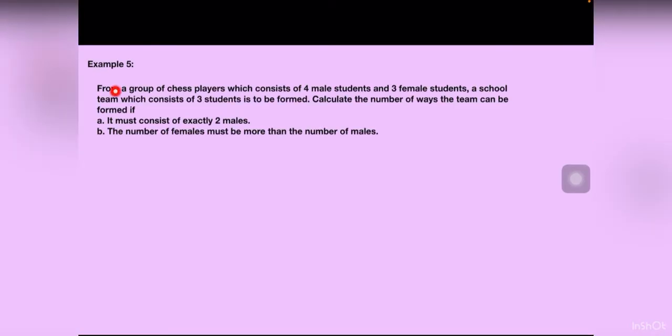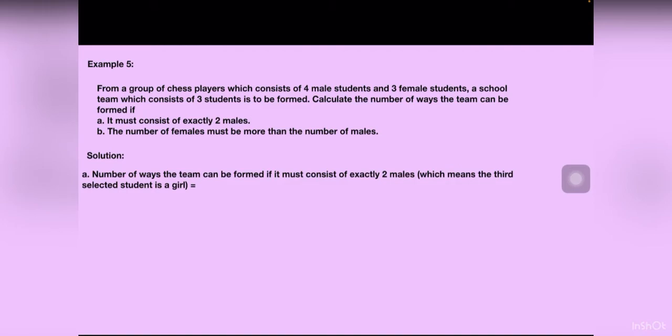Example 5. From a group of chess players, which consists of 4 male students and 3 female students, a school team, which consists of 3 students, is to be formed. Calculate the number of ways the team can be formed if A, it must consist of exactly 2 males. B, the number of females must be more than the number of males.